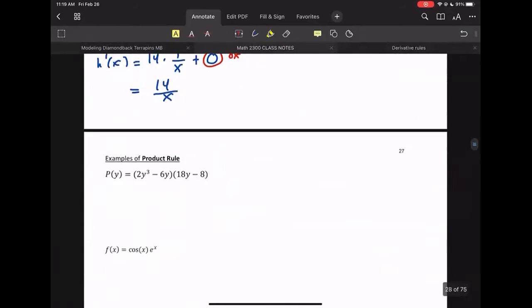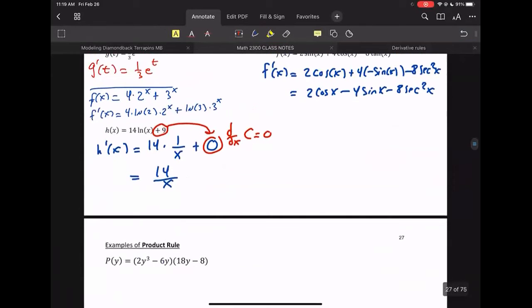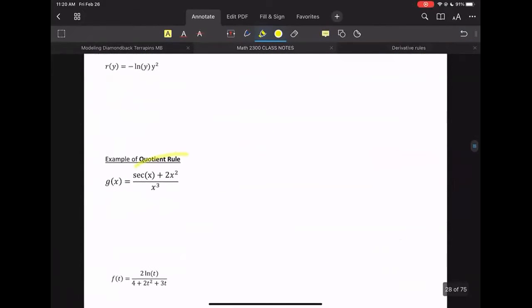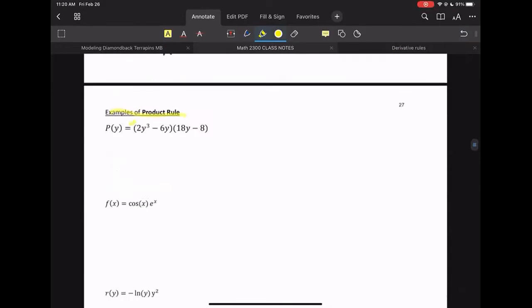What I'd like to do today is move into these more complicated ones, these product rules. We've got the quotient rule. These are the ones that are starting to get into real functions that we might actually see in practice.